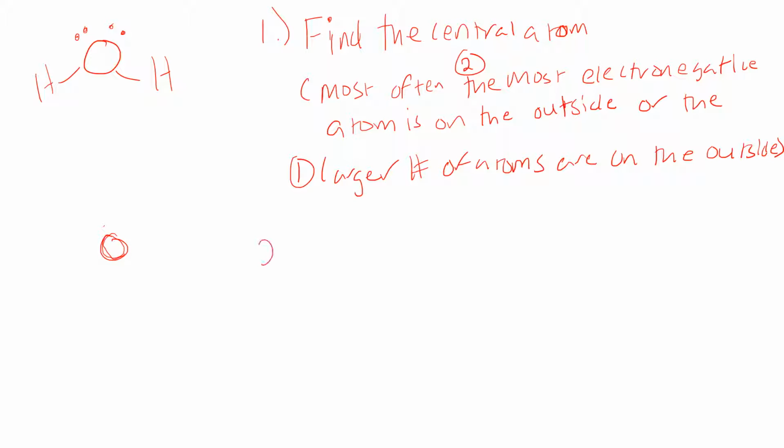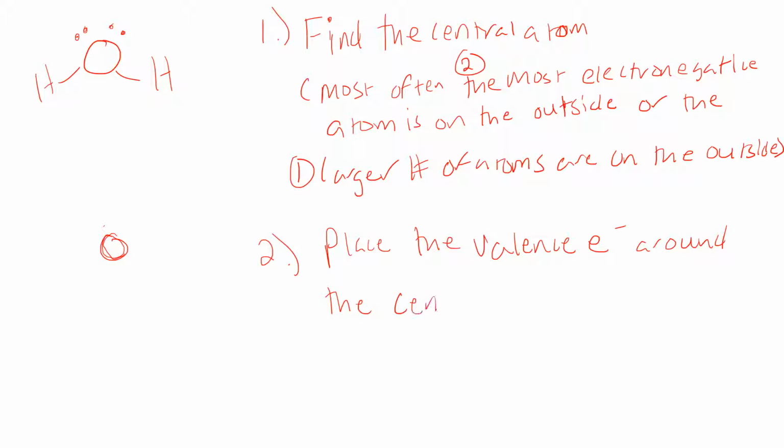Number two, place the valence electrons around the central atom. The valence of oxygen is going to be 6. So we'll redraw that.